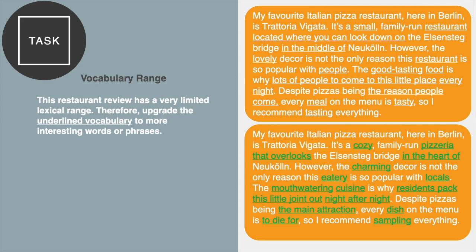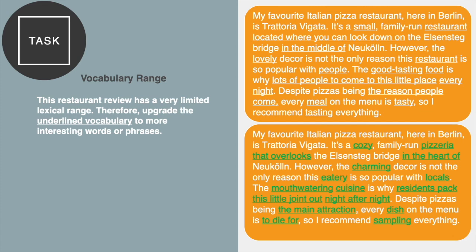Why is the verb overlooks better than where you can look down on? Because you have to be succinct and concise when you do your writing. If one word can be used instead of 7, then use that word. In the middle of, to describe a location of the restaurant, is very dry and mathematical. On the other hand, in the heart of is very descriptive. It paints a picture in your head. You can feel the pulsating and buzzing of the suburb that is being described, which is great for reviews and descriptive letters.